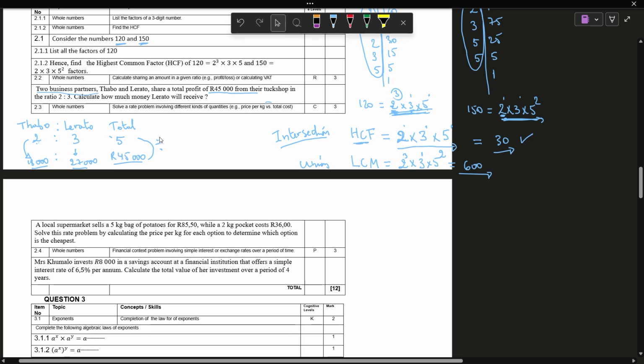So the first step in such a question is to sum the units of this ratio into this. Okay, and then you take the total amount that must be split, you divide by this number, and then you are able to allocate according to the numbers of your ratio. Okay, so that is it for question 2.2.